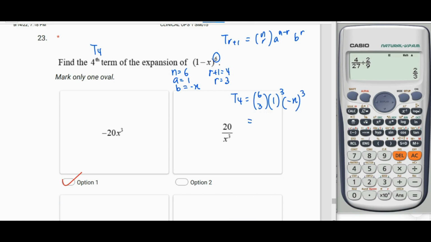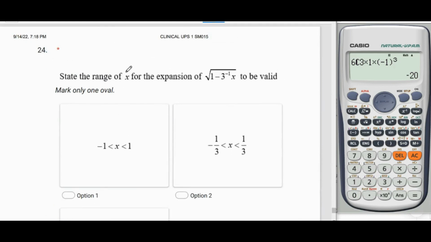So how are you going to press your calculator, figure out all these numbers? 6C3 times 1, power anything is 1. Then don't forget here there is a coefficient of negative 1. Going to power 3. So it will be negative 20x cubed. So the answer is option 1.